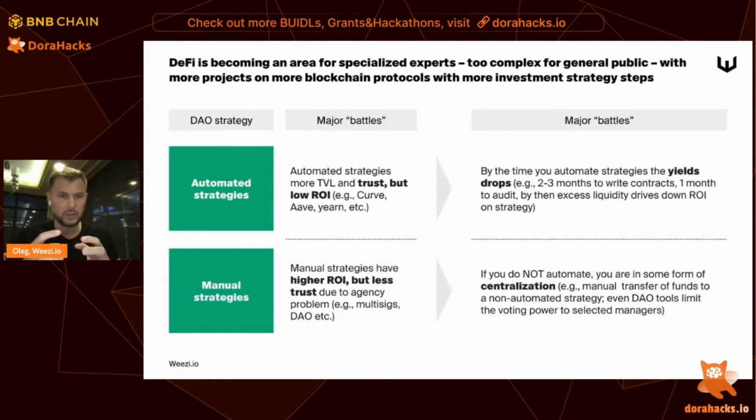So if you start automating the strategies, by the time you develop a smart contract, audit it, and roll it out to the market, usually the yields drop, right? So it's always like the game of catching the train.